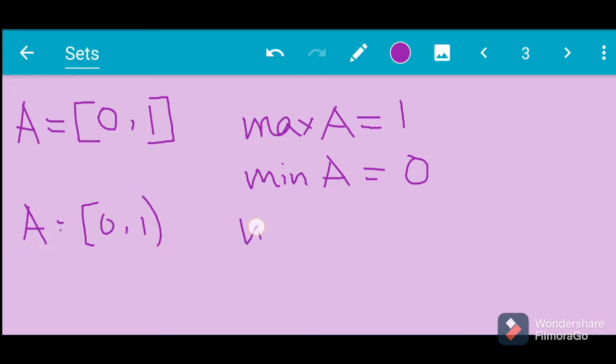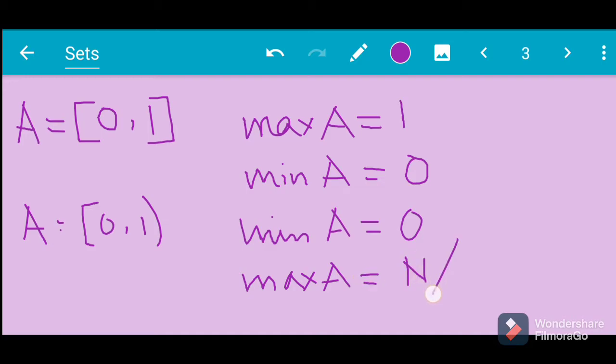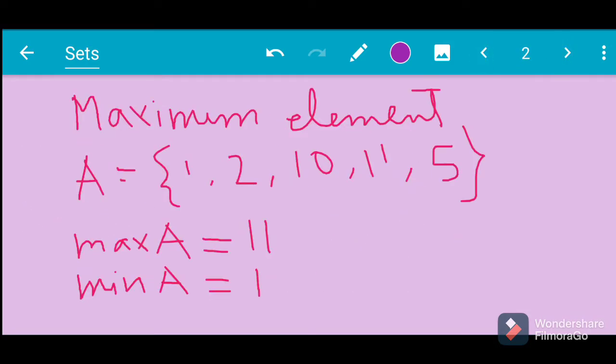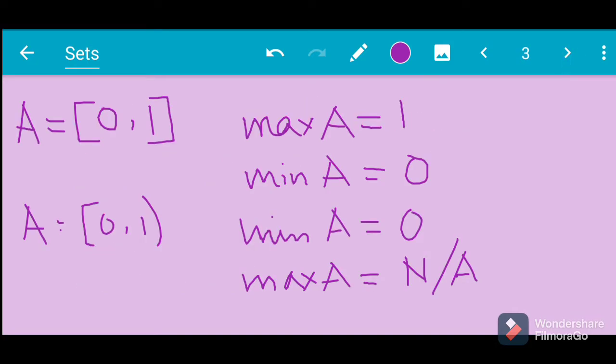But if I take closed 0 and open 1, then minimum of A equal to 0. But if I ask for maximum of A, this is not applicable. You can say does not exist, because you cannot find a maximum element, because if you choose any number which is less than 1, you can always find a number which is more than that number. Okay, clear? For finite set it is easy to find a maximum and minimum element.